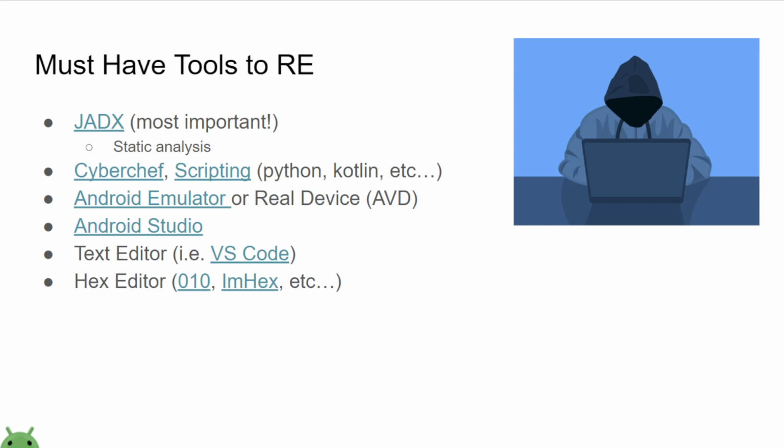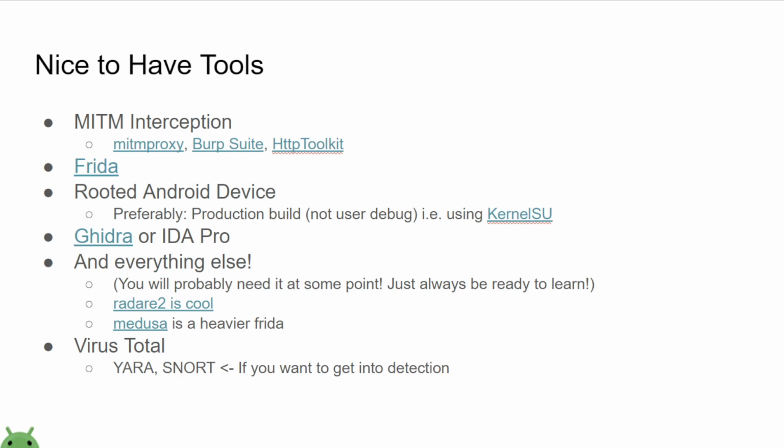But just to provide max coverage, let's talk about some other stuff. If you want to do more dynamic analysis, you are going to want an MITM interception tool. My favorite is mitmproxy, but if you like Burp Suite or HTTP Toolkit, feel free to use those. If you've never heard of this, then just use mitmproxy because it's open source and free. Frida allows you to dynamically hook certain methods within an Android app. It's a very, very powerful tool. I'm not going to talk about it too much now, but I have reversed a lot of malware using only Frida.